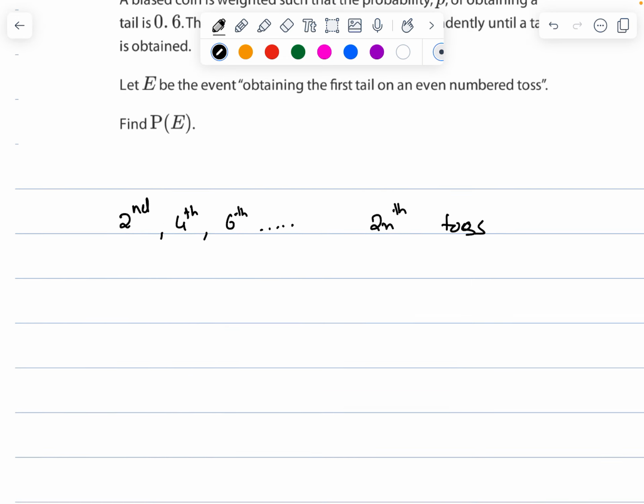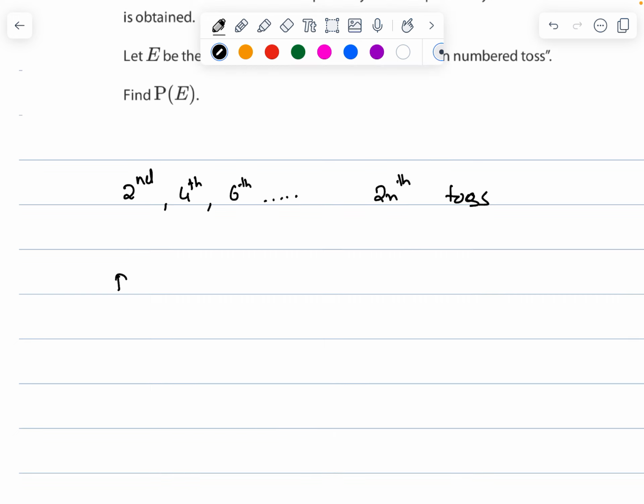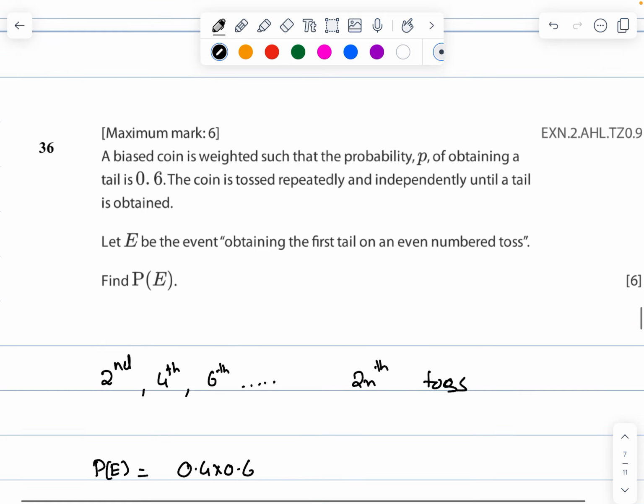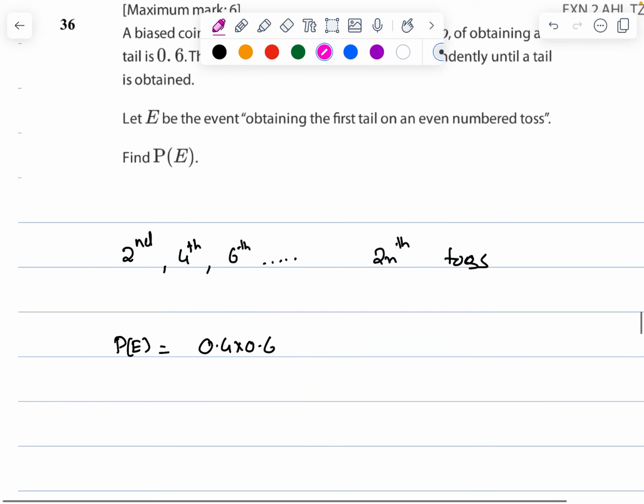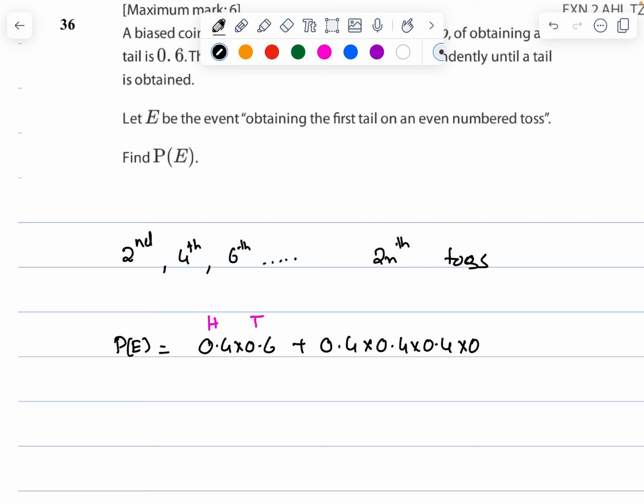Now, probability is nothing but what? The probability of E on the second toss will be 0.4 times 0.6, because the probability of obtaining a tail is 0.6. So on the first toss it is a head and a tail on the second toss. Now what am I going to do on the third toss? It will be 0.4 on the first toss, head on the first toss, tail on the second toss, head on the second toss, head on the third toss, and tail on the fourth toss. Head, head, head, and a tail.